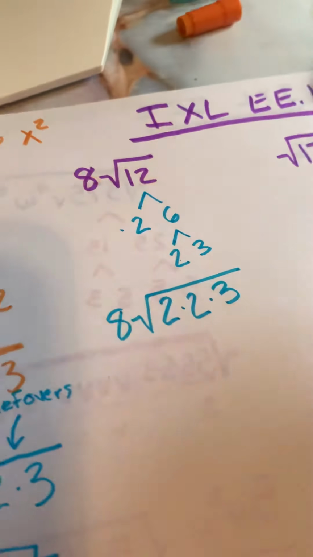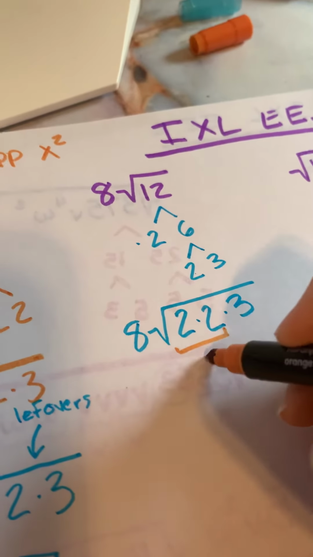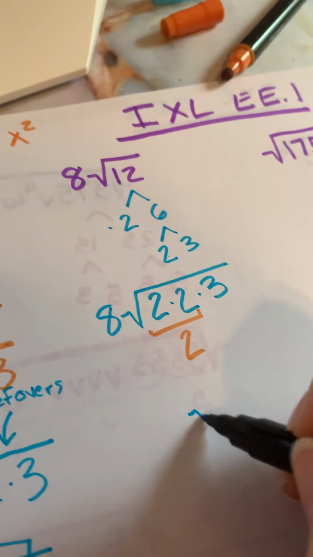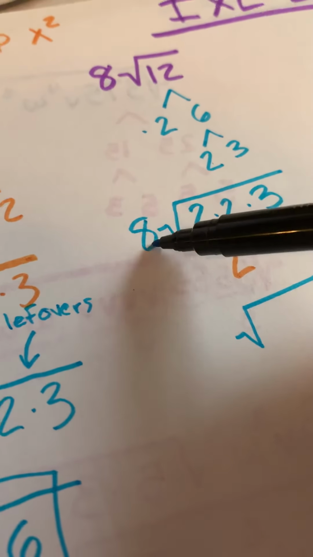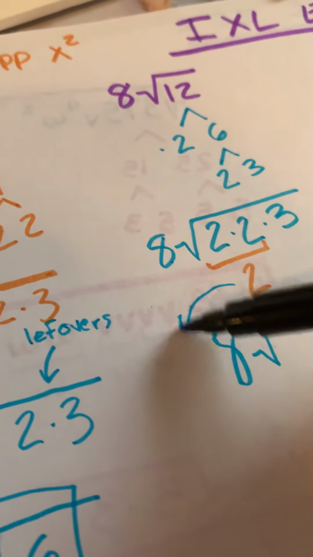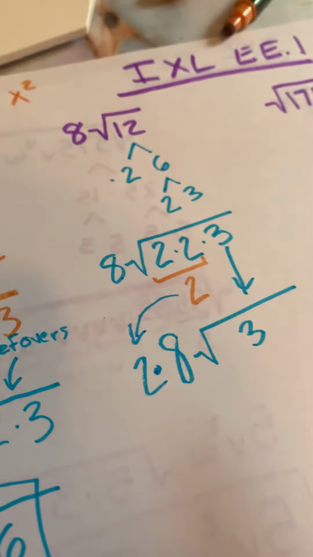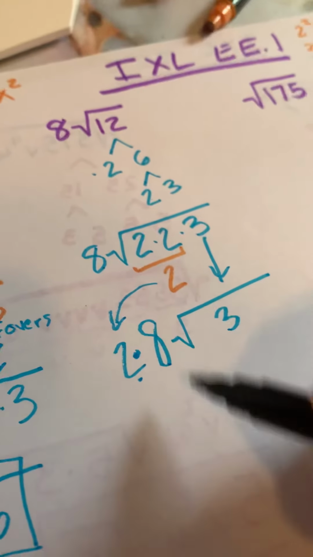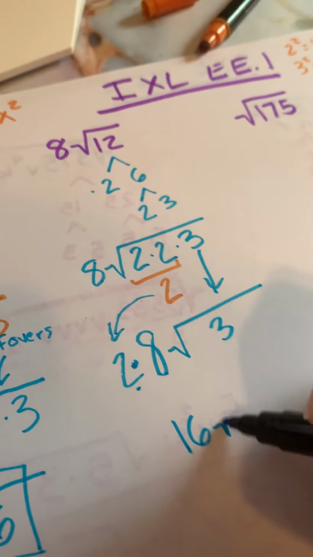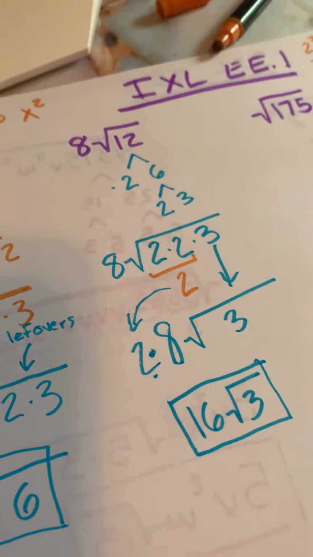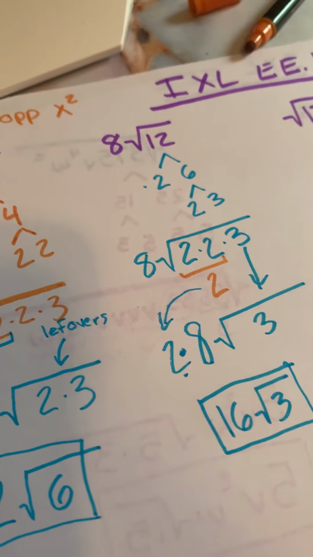So we're going to look for pairs. I got a pair of 2s, and then that lonely 3 by itself. For our final answer, this 8 needs to come down. The pair goes to the outside, and the 3 is going to stay on the inside. 2 times 8 is 16. So my final answer would be 16 square root of 3. There you go.